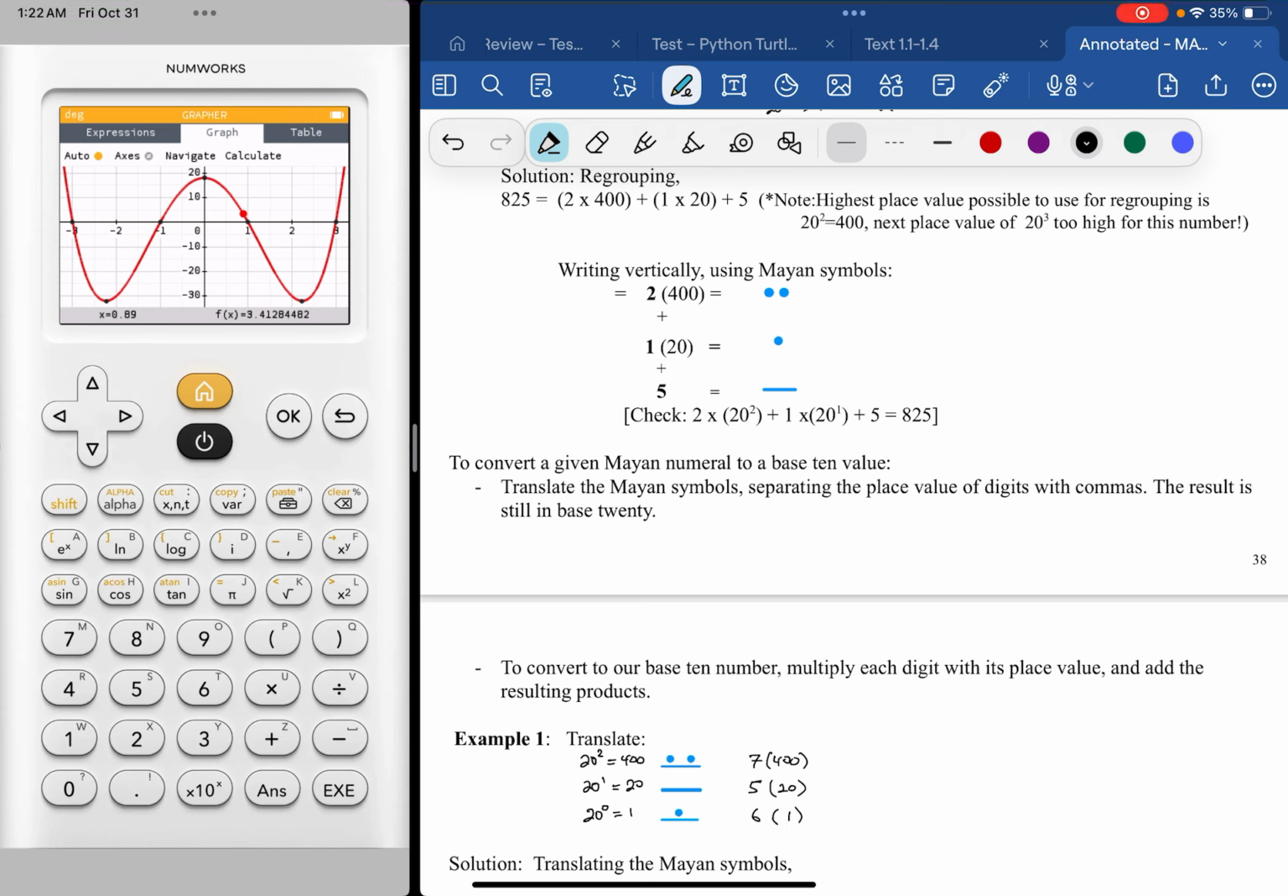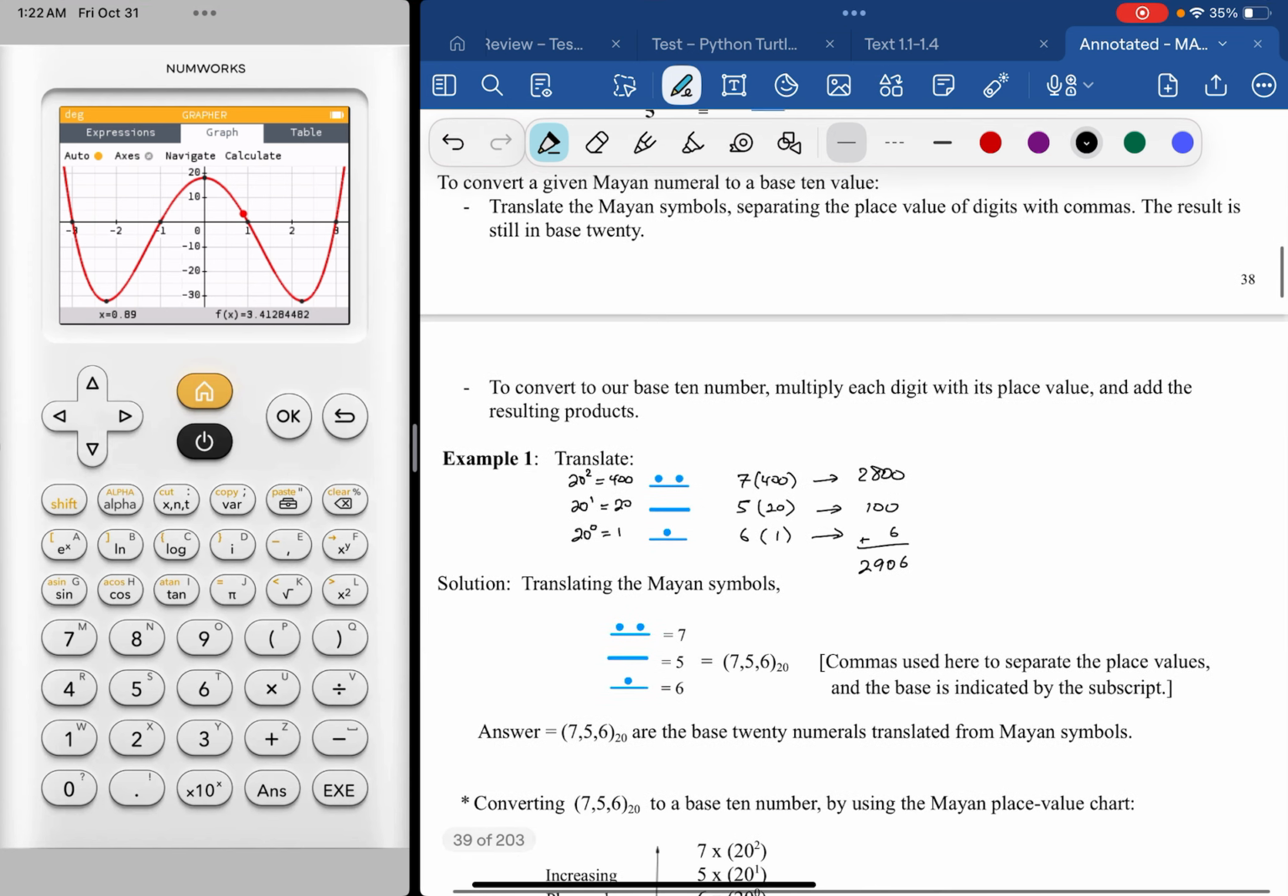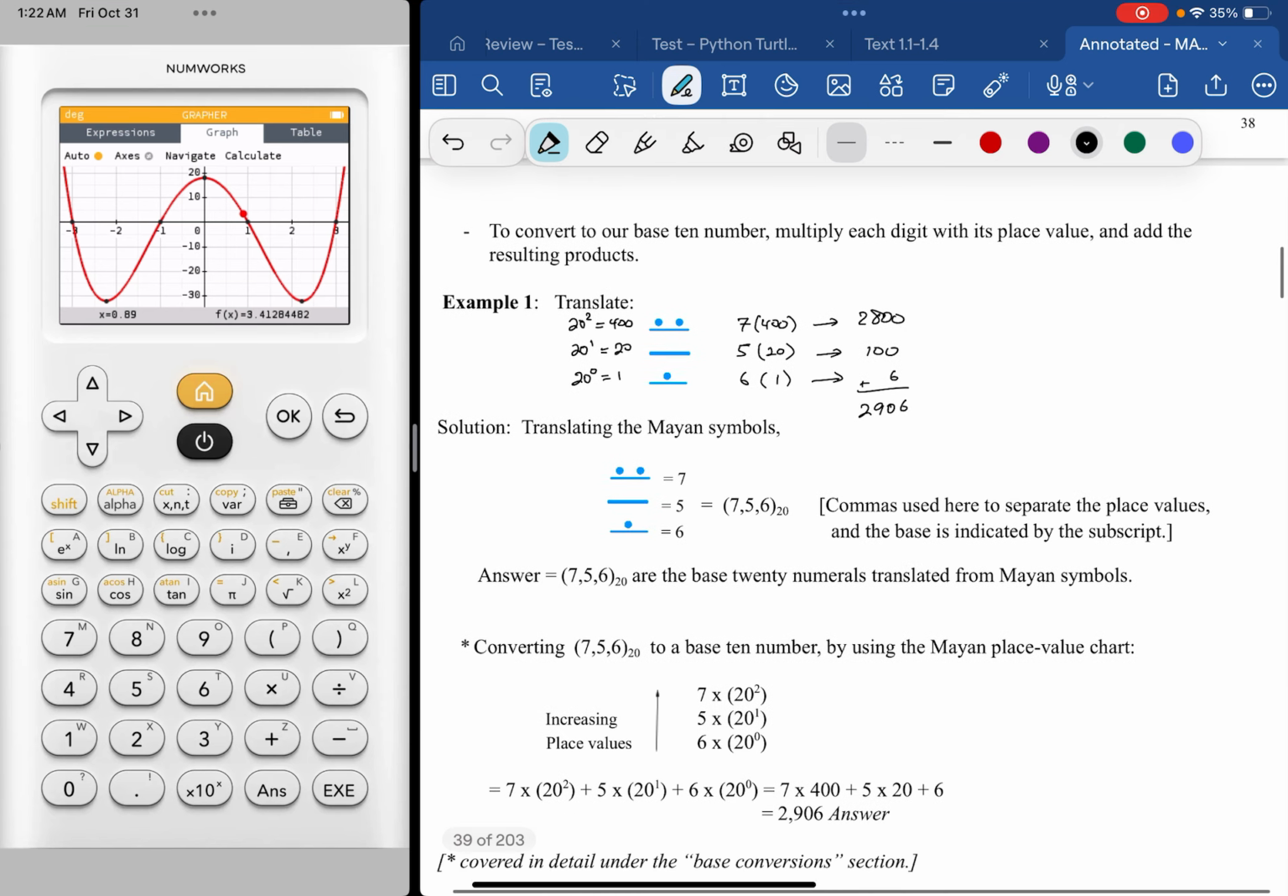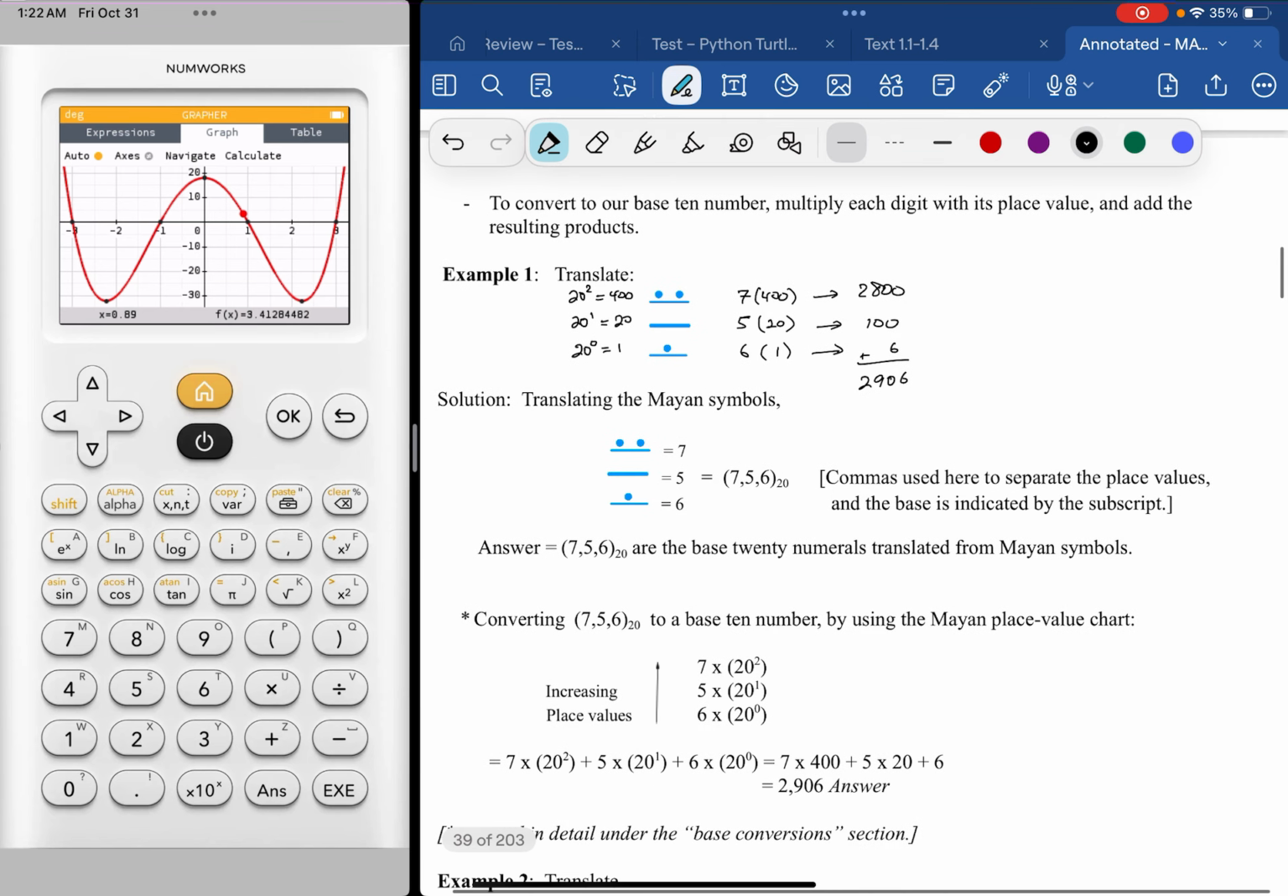on the 1 level. All right, so that's 2,800. 5 times 20 is 100. 6 times 1 is 6. Add them together, and I'm looking at 2,906. All right. So all of this explanation really just addresses that idea.